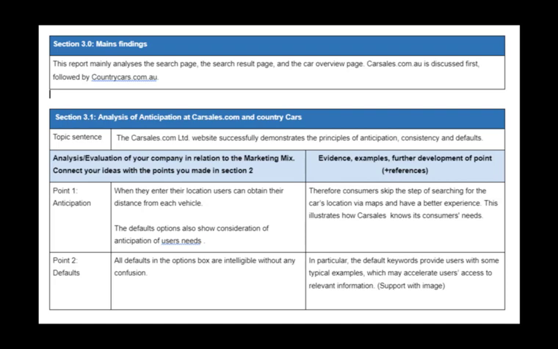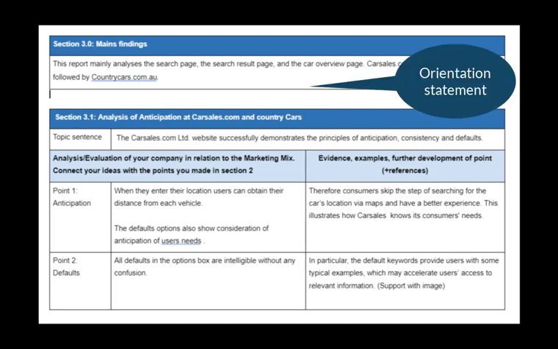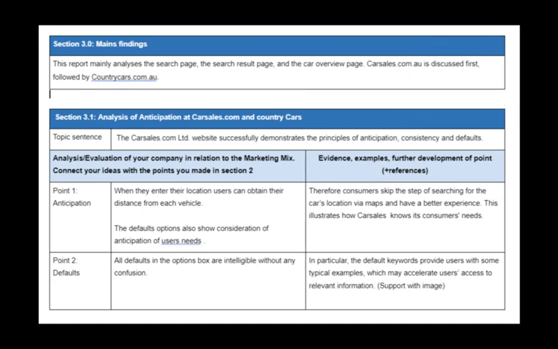In this section, you will connect the theory, as outlined in section 2, with your area of focus. For section 3.0, this student has written an orientation statement to say what will be addressed in section 3. There are various different approaches to how you can write section 3.0, and we recommend you consult with your teachers about the best option for your report.